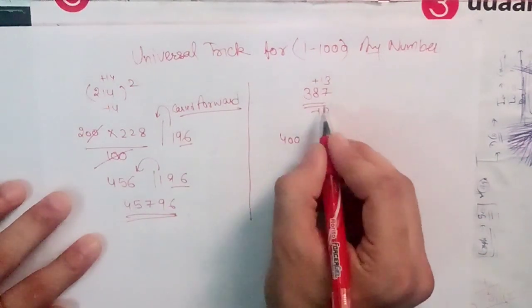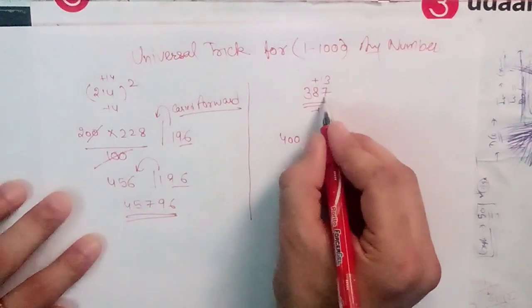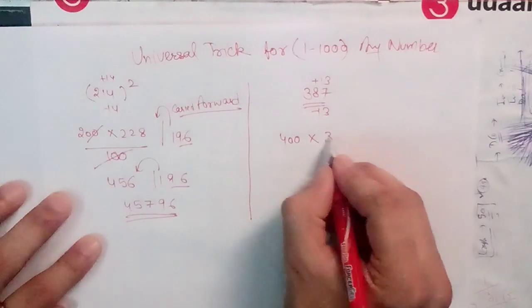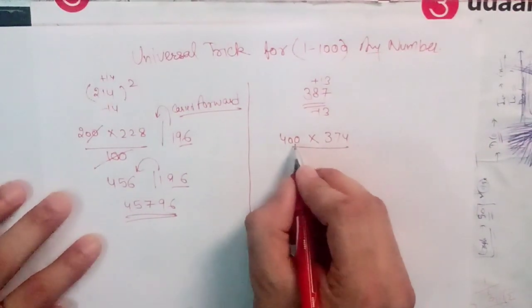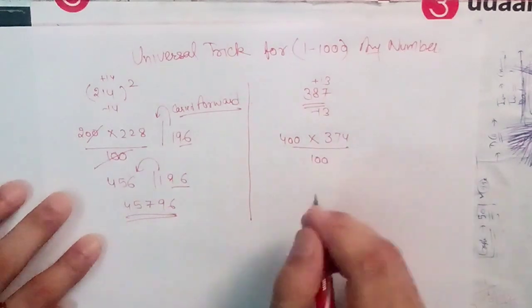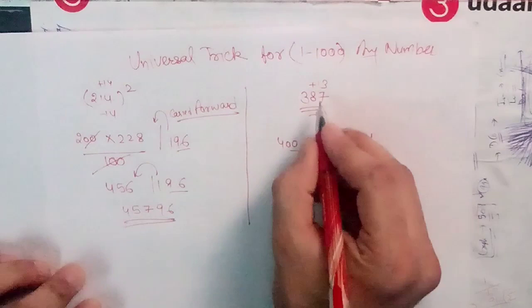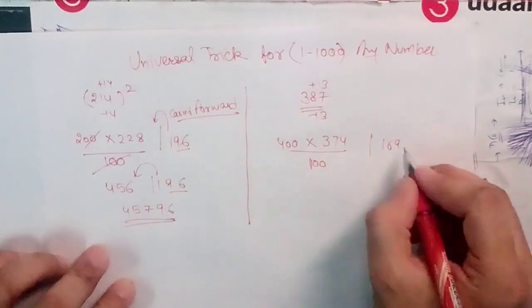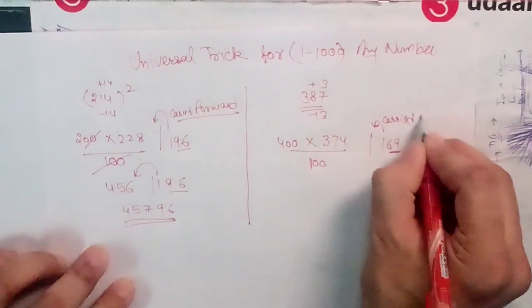400 will be taken, and 13 will be added to this number and 13 will be subtracted, so you will get 400 into 374. If you have taken 20, then you need to divide it by 20, which is 100, and 13 square, which is 169, will be taken. So you have taken 20, so 20 will be there and 1 will be carried forward.